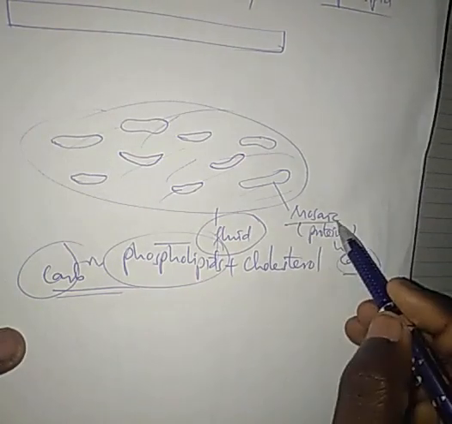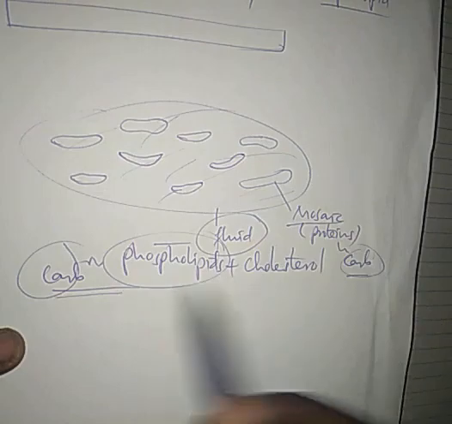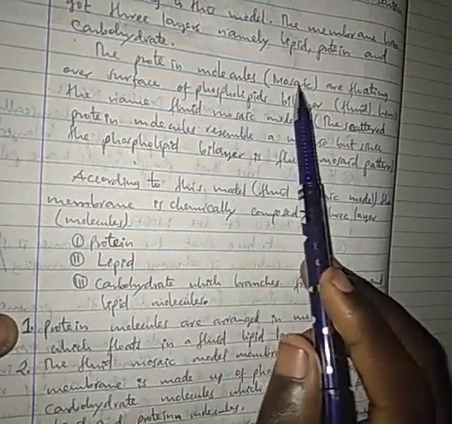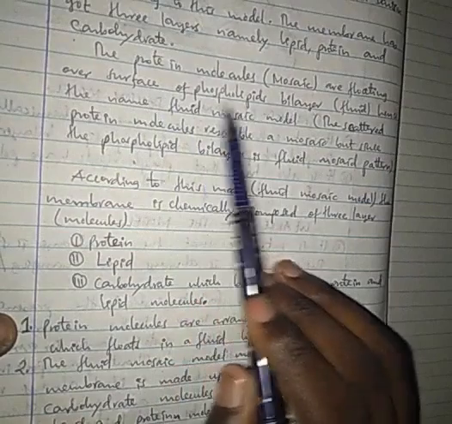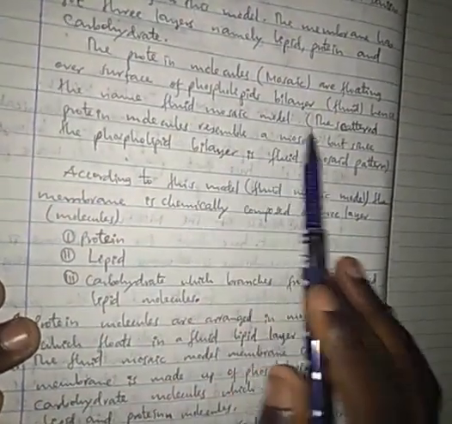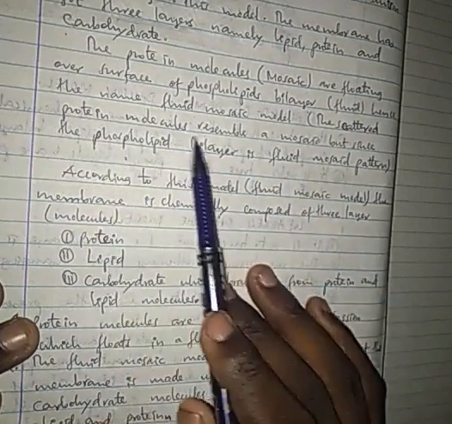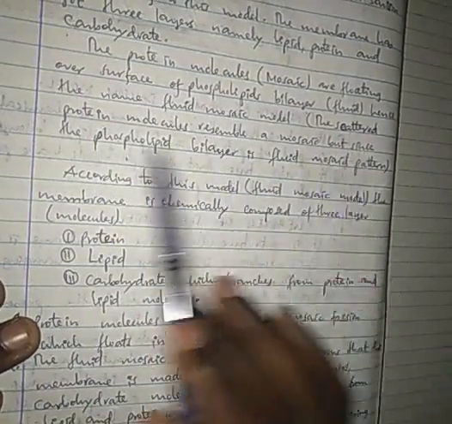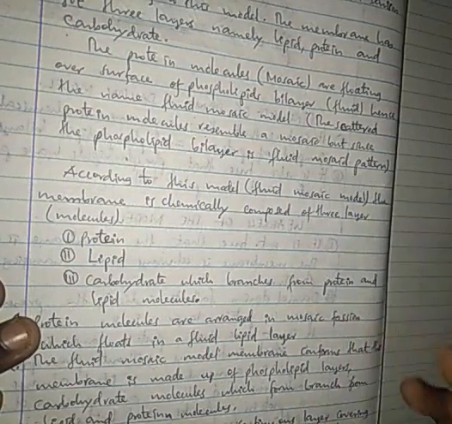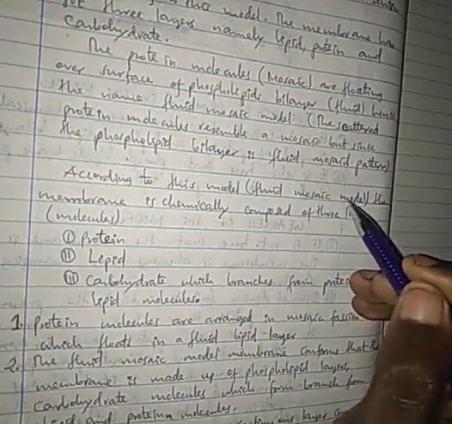Sasa all of these things we shall discuss later, but this is what you should understand. A mosaic is like a boat floating where the fluid is made up of phospholipid. Kwa hiyo tunachokisema ni kwamba the protein molecules which are mosaic are floating over the surface of the phospholipid barrier, which is fluid. Hence the name fluid mosaic model. The scattered protein molecules resemble a mosaic, but since the phospholipid barrier is fluid, they form a fluid mosaic pattern.